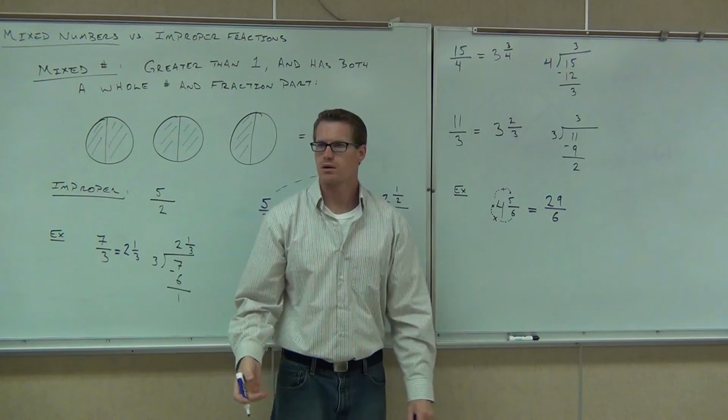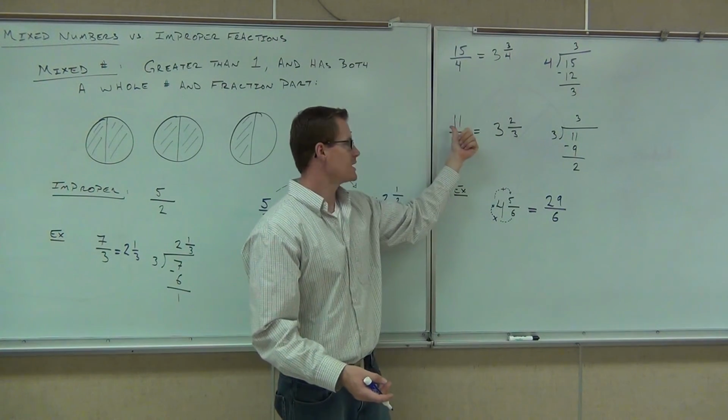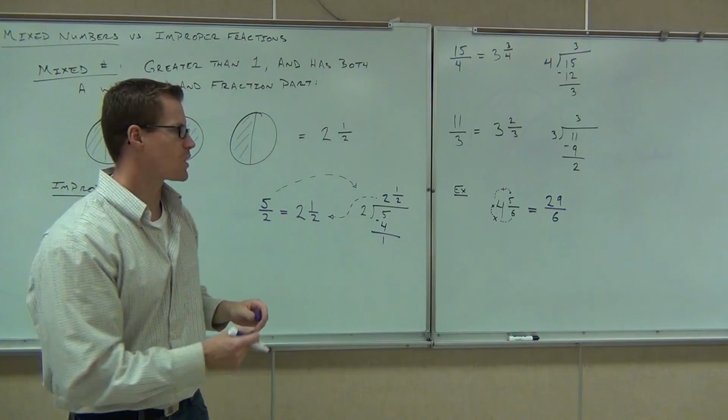Can you always check your work? Yes. As a matter of fact, here, if you did 3 times 3, that's 9, plus 2 is 11, we'd get 11/3. You can always go back and forth and check your work. That's kind of nice. You can always make sure you have this right.